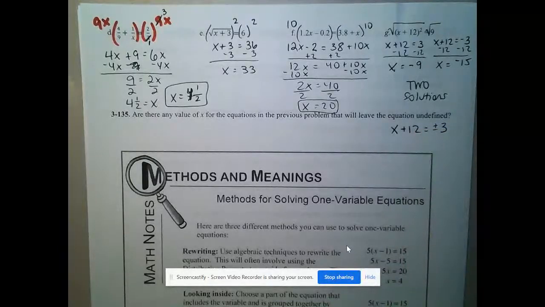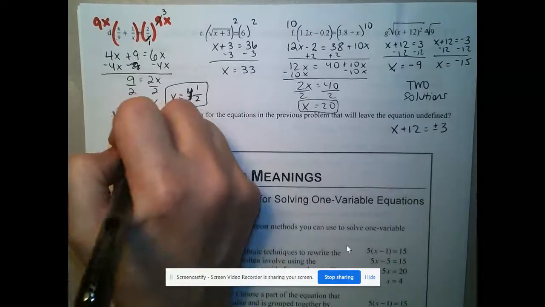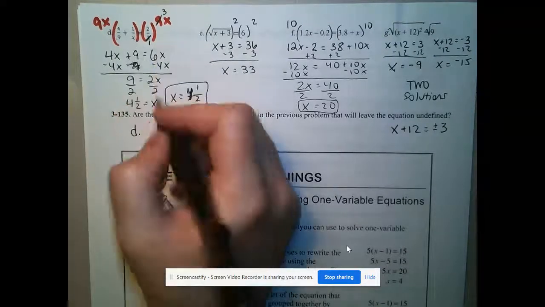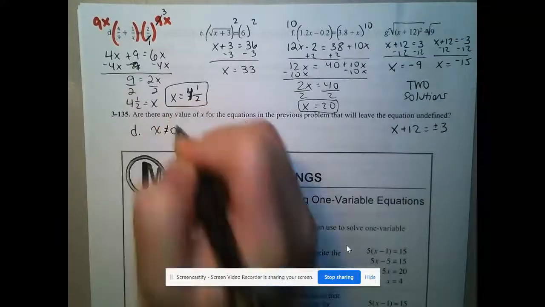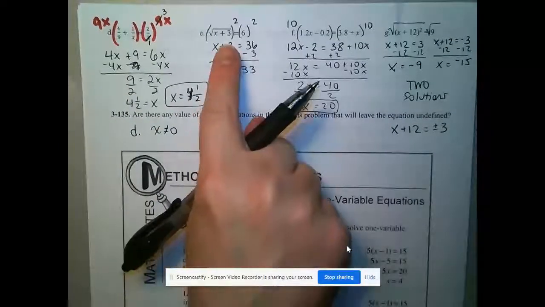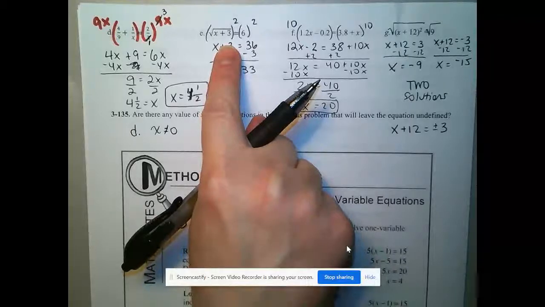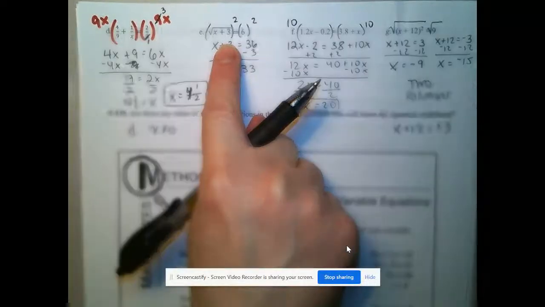Last question. Are there any values of x for the equations in the previous problem that will leave it undefined? In D, there is one issue because x is in the denominator. X cannot equal 0. That would be a problem. In E, the x plus 3 cannot be negative.